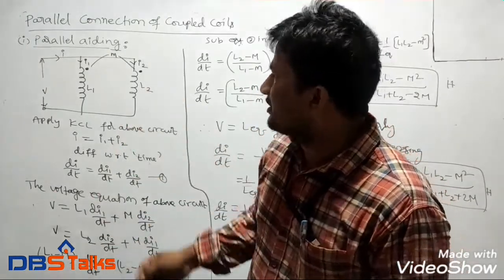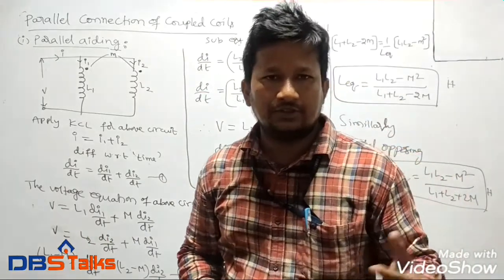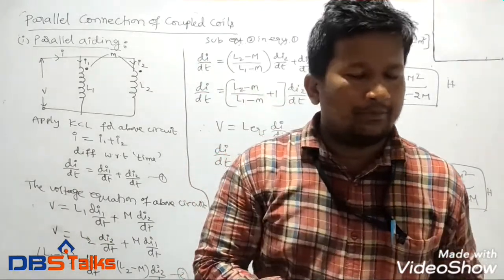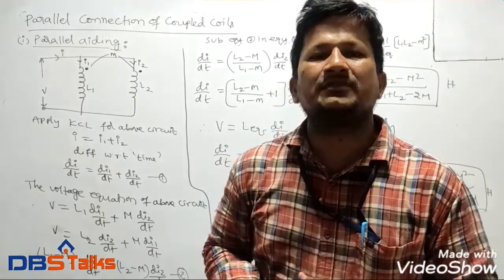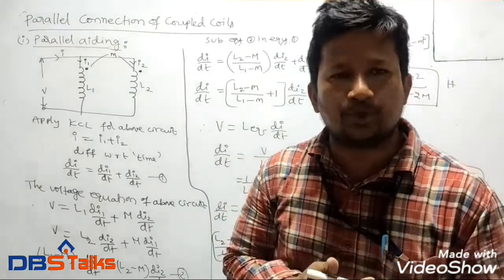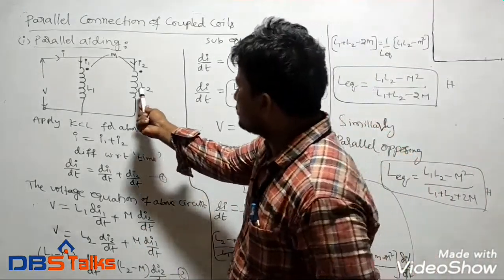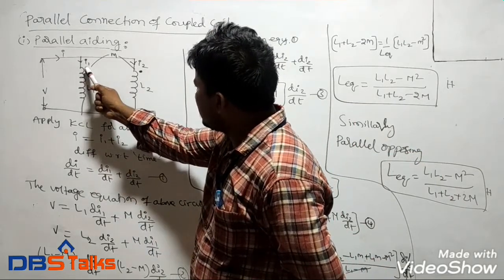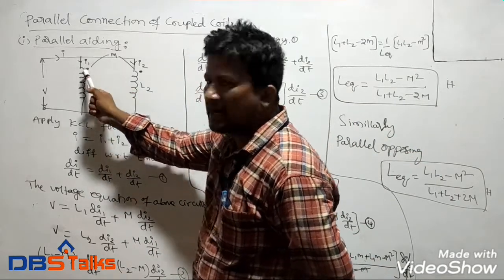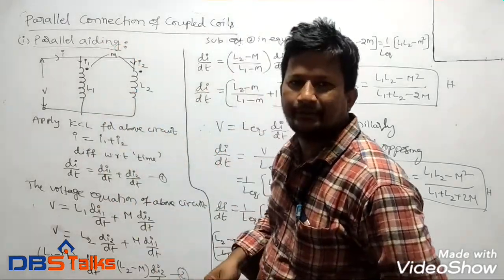Now another one is the parallel connection of coupled coils. Earlier we explained the series connection of coupled coils, that is series aiding and series opposing. Now go for the parallel aiding and parallel opposing. So these two coils are connected in parallel, and the dot positions are the same. That's why these two coils are in parallel aiding.